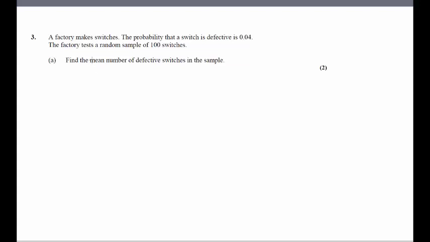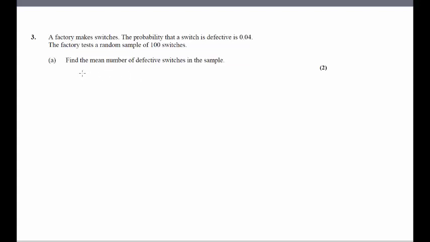Question 3, factory making switches and probability a switch is defective is 4 hundredths, or you can think of it as 4%. And the factory tests a random sample of 100 switches. Find the mean number of defective switches. So what would be the average number?